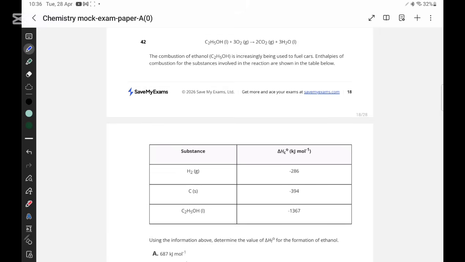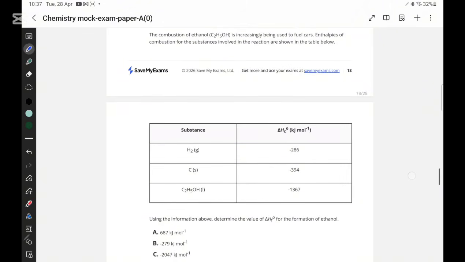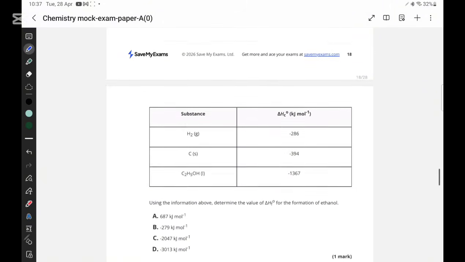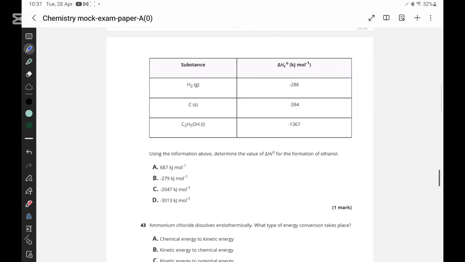So for question number 42, they are saying C2H5OH plus 3O2 forms 2CO2 plus 3 water molecules. We have to find the enthalpy of formation of ethanol. We are going to use Hess's law. C2H5OH plus oxygen forms 2CO2 plus 3 water molecules. The enthalpy of combustion for this ethanol, they have given us, is minus 1367.